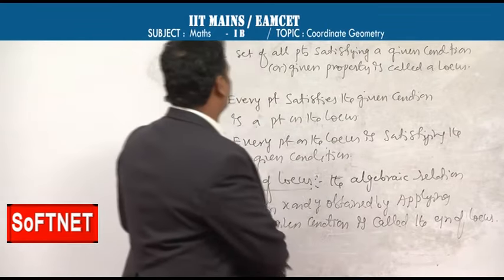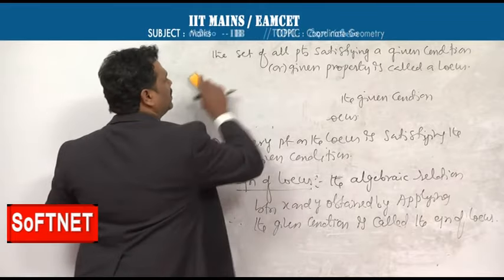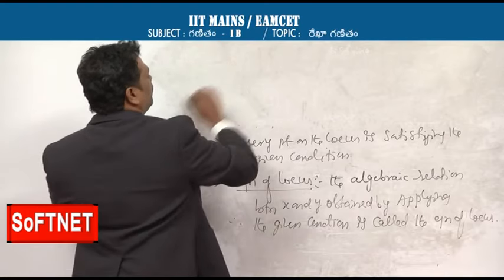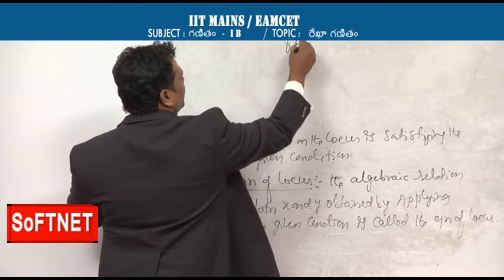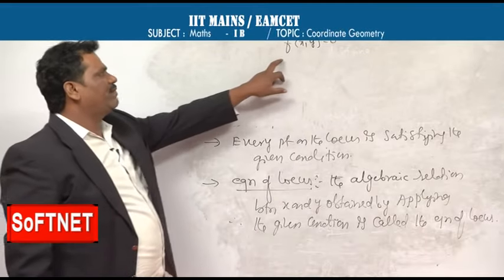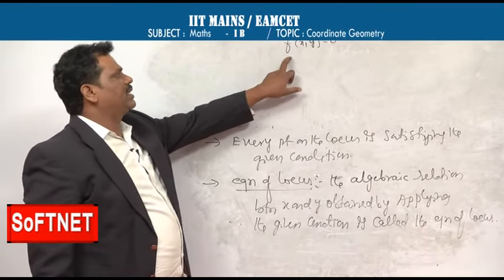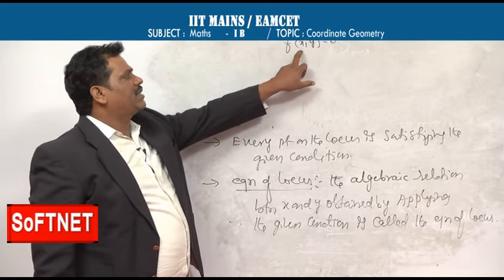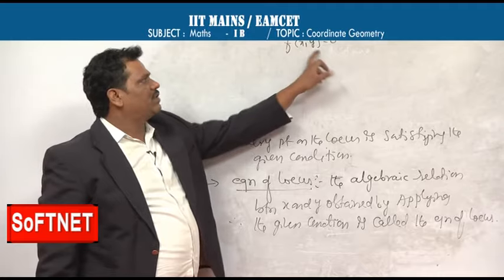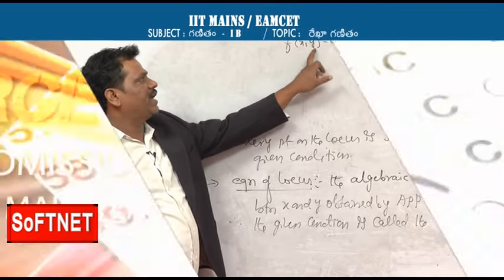Equation of locus is always the relation between x and y, that is, f of x comma y equal to 0. The coordinates x comma y are satisfying the equation f of x comma y equal to 0. This is the algebraic relation between x and y.